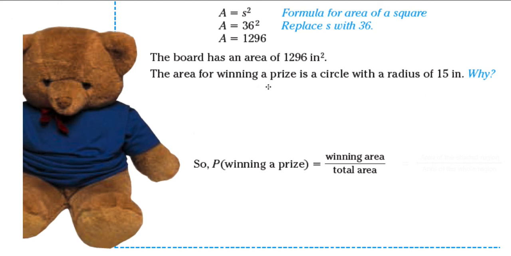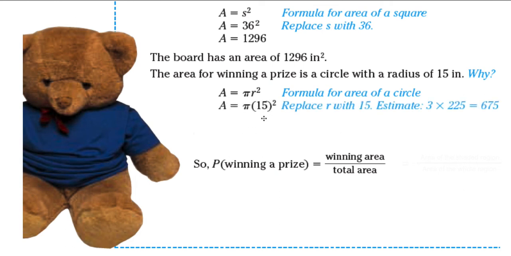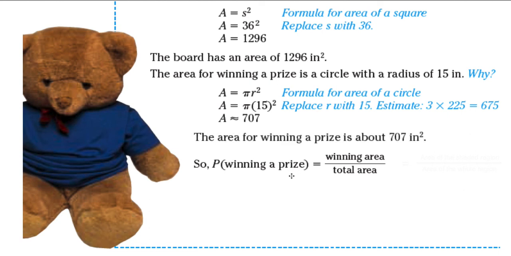And we go back to the formula for the area of a circle, which is pi r squared. Substitute the value of r, which is 15. So pi times 15 squared, which is 225. Multiply that by pi, which is around 707. So the area for winning a prize is about 707 square inches.